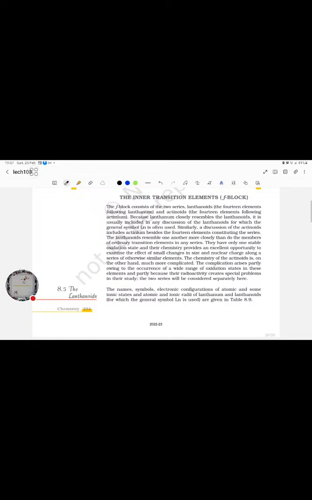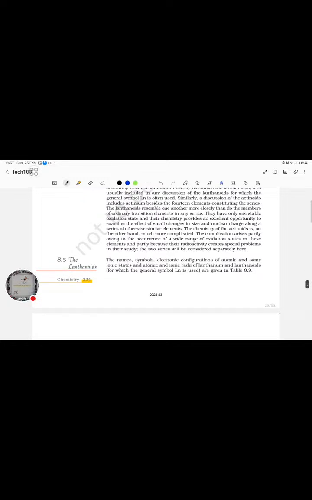So the lanthanides resemble one another more closely than do the members of ordinary transition elements. So lanthanides இருக்கிற elements they are going to be closely related to each other. They have only one stable oxidation state and their chemistry provides an excellent opportunity to examine the effect of small changes in size and nuclear charge along a series of otherwise similar elements.